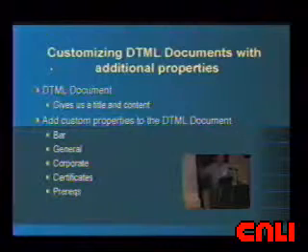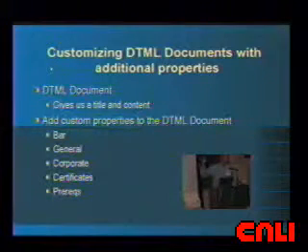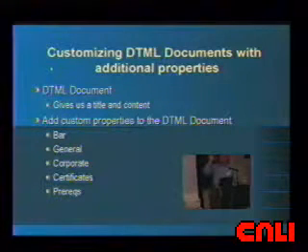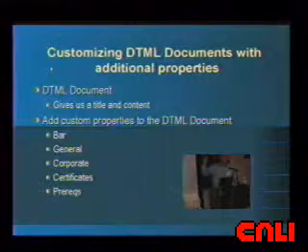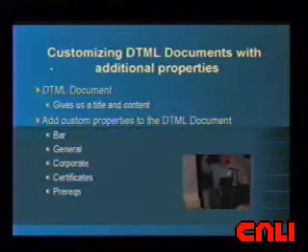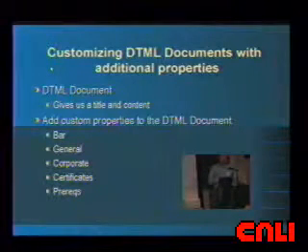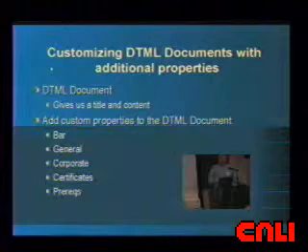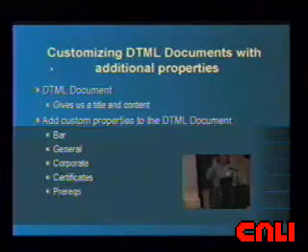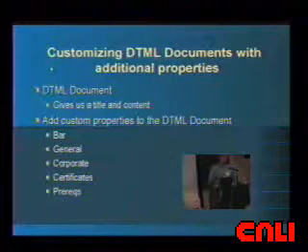We're going to use the DTML document. You've already seen an example of a DTML document. It gives us a title. It gives us an ID, of course, but we're not going to focus on that too much. And it gives us content. So those are two properties of the DTML document. It has a title property. It has a content property. The content could be anything, including HTML. In my case, I'm using plain text for other reasons, and I'll talk about that in a second.